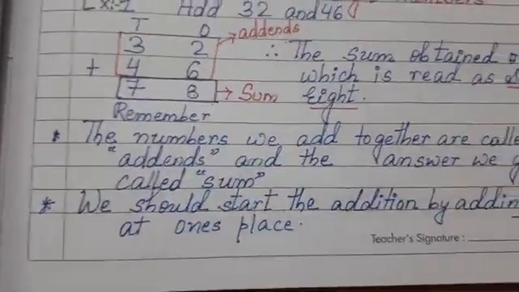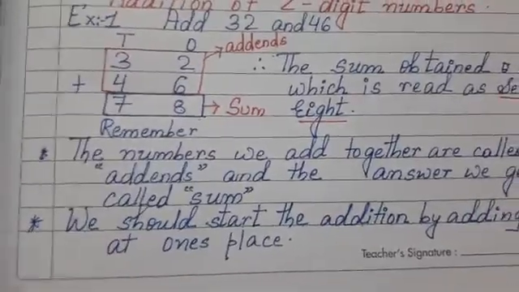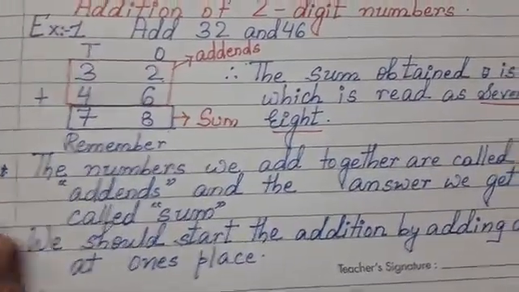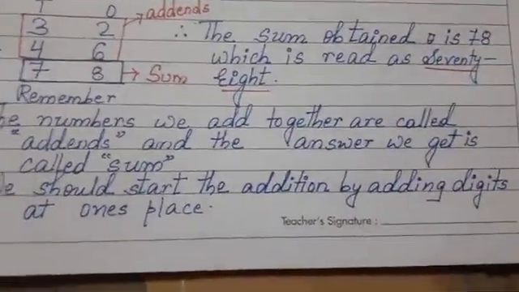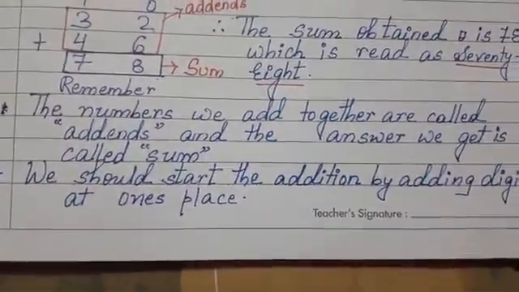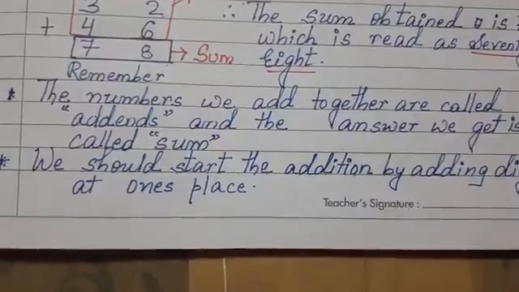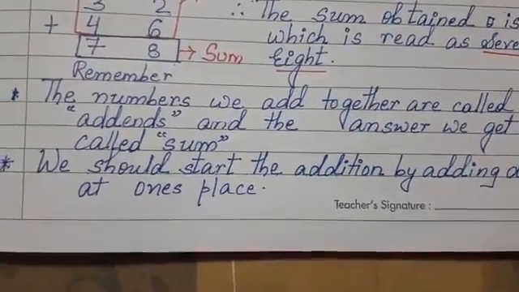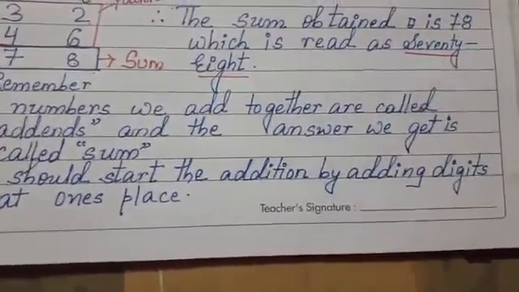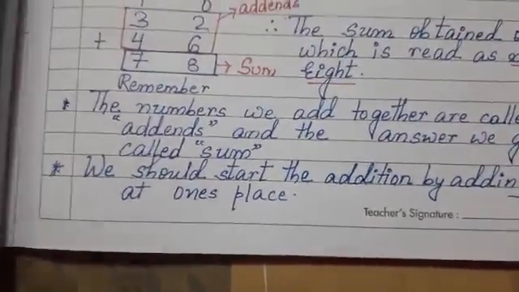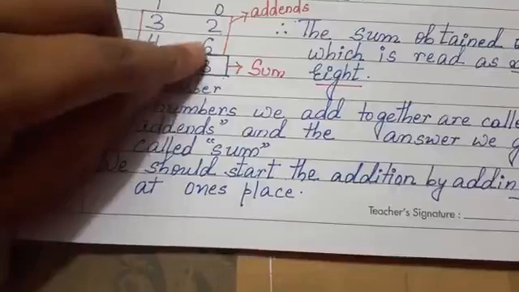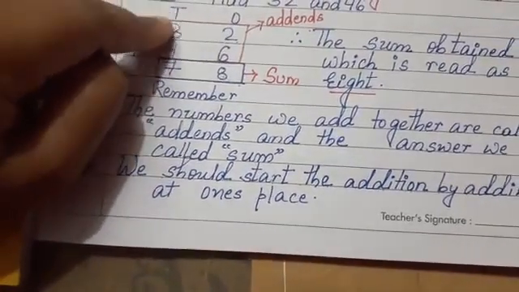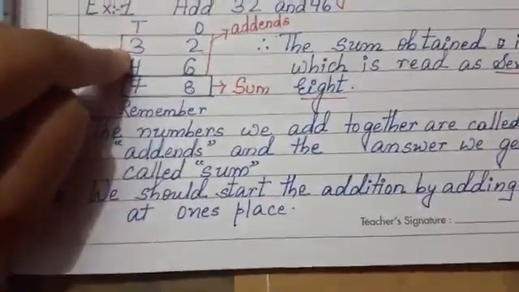So children, we have to remember these 2 points. I have already told you these points. You have to just look at this point and remember that the numbers we add together are called addends and the answer we get is called sum. And we should start the addition by adding the digits at ones place. So we will first add the digits present in the ones place, then we will add the digits present in the tens place.